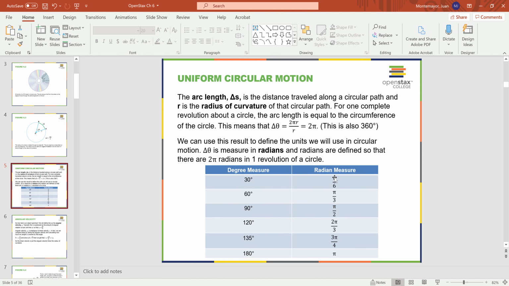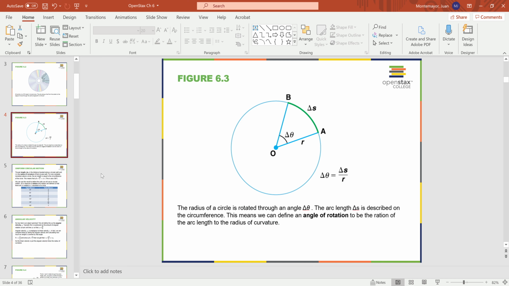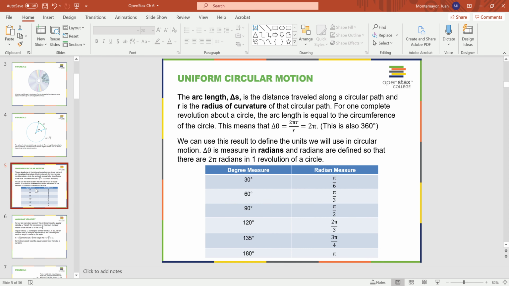The arc length, delta s, is the distance traveled along a circular path, and r is the radius of curvature of the circular path. For one complete revolution of a circle, the arc length is equal to the circumference of the circle. This means that delta theta is equal to 2 pi r over r. The 2 pi r we get because that's the equation for the circumference of a circle, and the r is just coming from the equation we just talked about here. So if you cancel out both r's, because you're going in a complete rotation, you get 2 pi, which is also 360 degrees, and that gives you the full rotation of the circle.